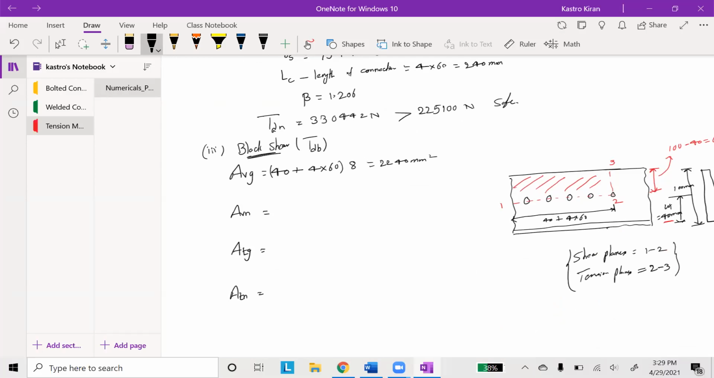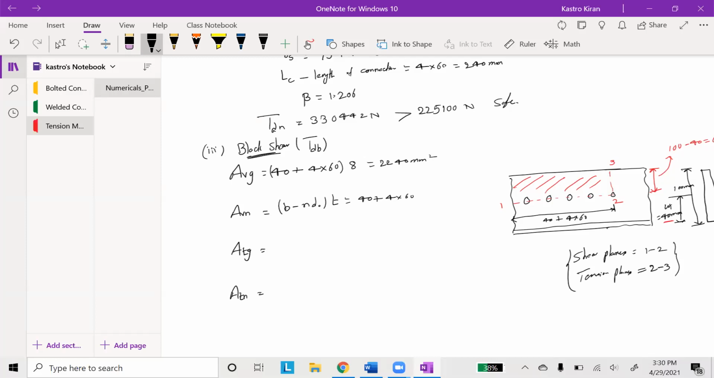Now let's find out the value of AVN, that is the net area in shear. The formula is (B minus n d naught) into T. We know the width, that is the length of the shear plane, which is 40 plus 4 times 60.